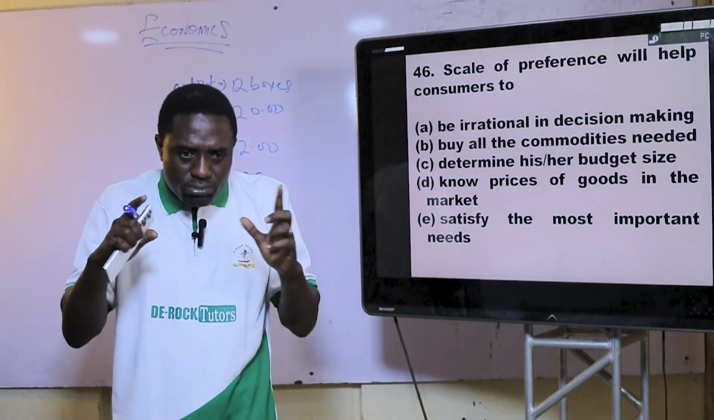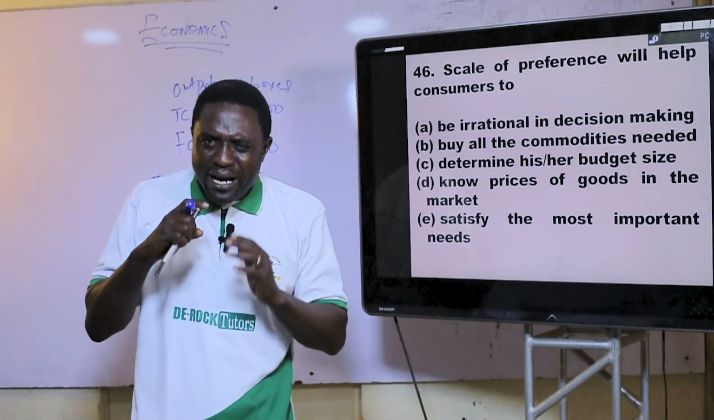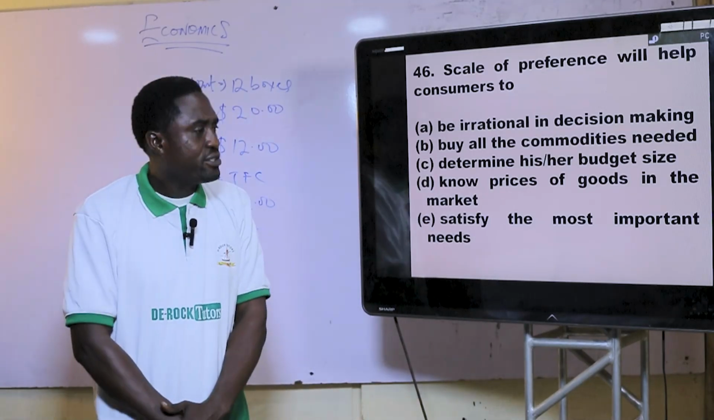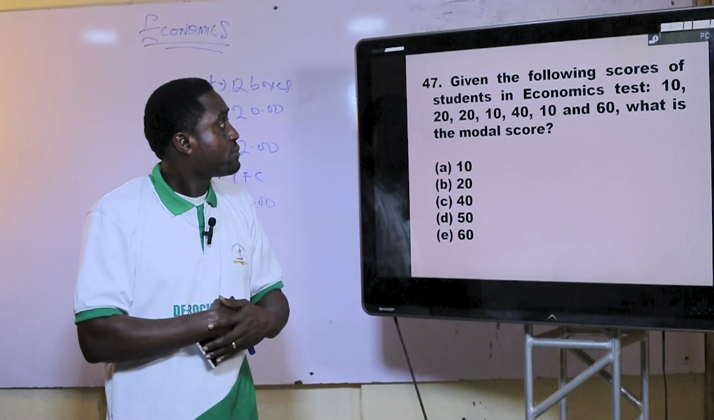So you have to write it out based on their importance, and you start to buy them as you have the money. The next question.